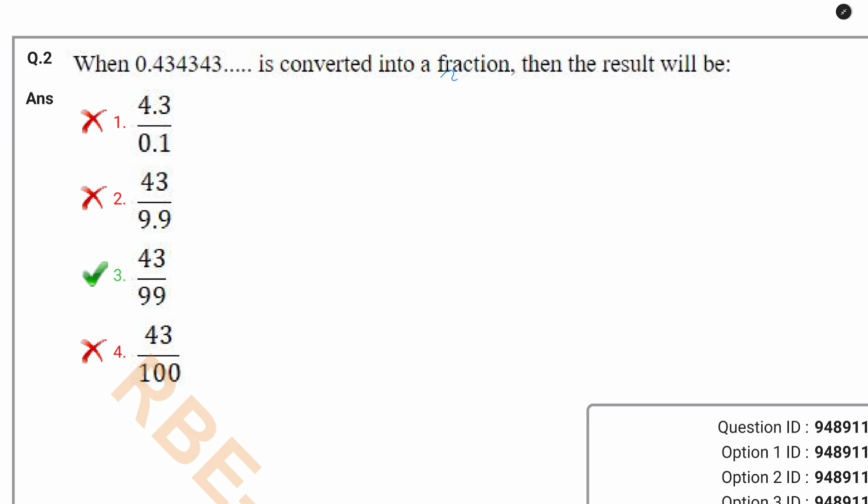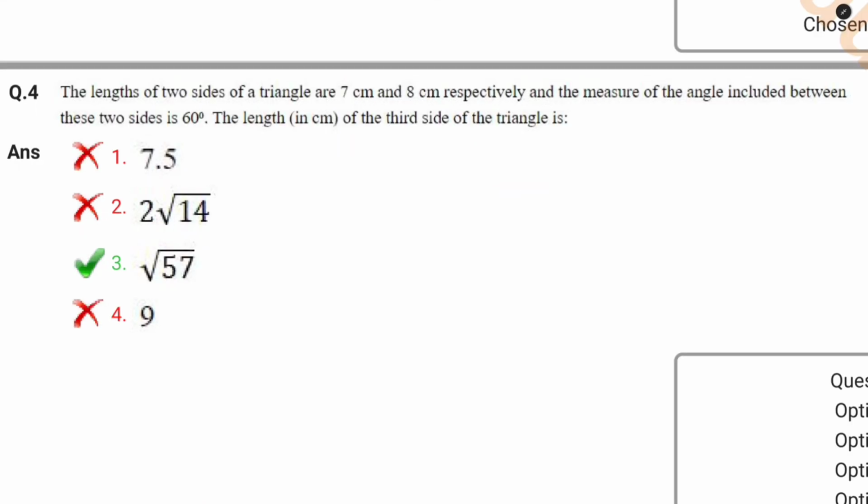When 0.434343... is converted to a fraction, then the result will be. So here 43 is repeated. So 43 bar means 43 divided by 99. So option 1. The lengths of two sides of a triangle are 7 cm and 8 cm respectively.